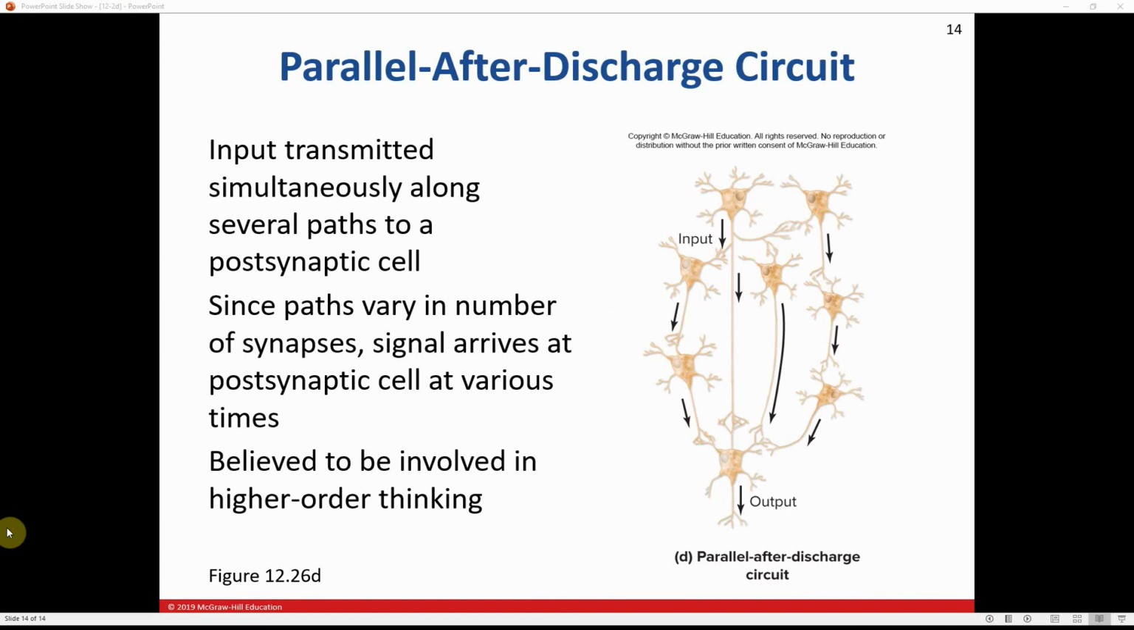And then parallel after discharge is input transmitted simultaneously along different pathways and all end up at the same output. Since the pathways vary in length and the number of synapses, all of these signals are going to arrive at various times on the final neuron, and we believe these are used in higher order thinking.